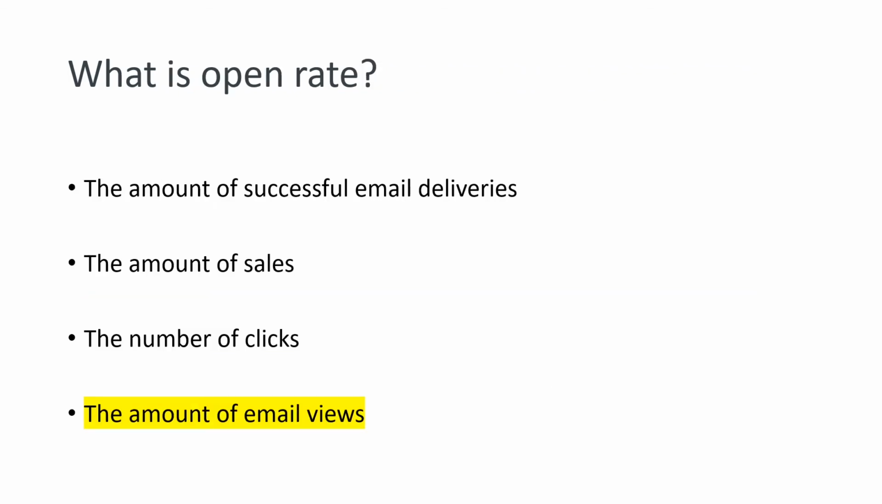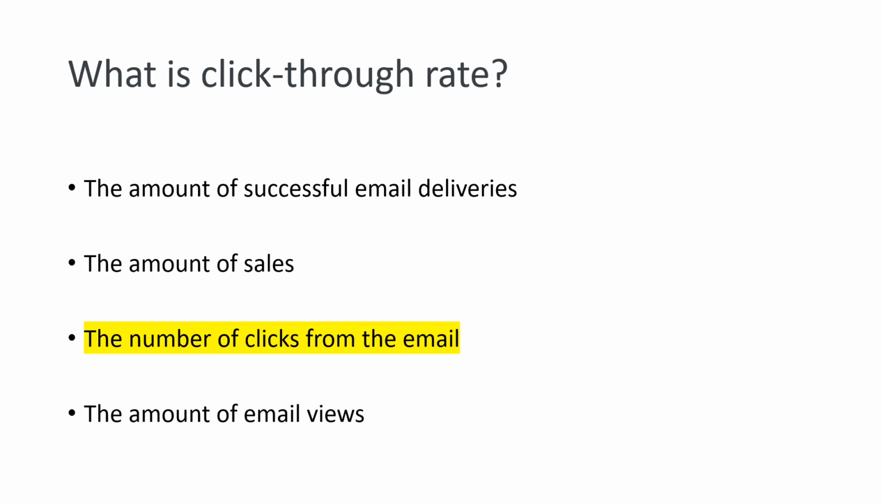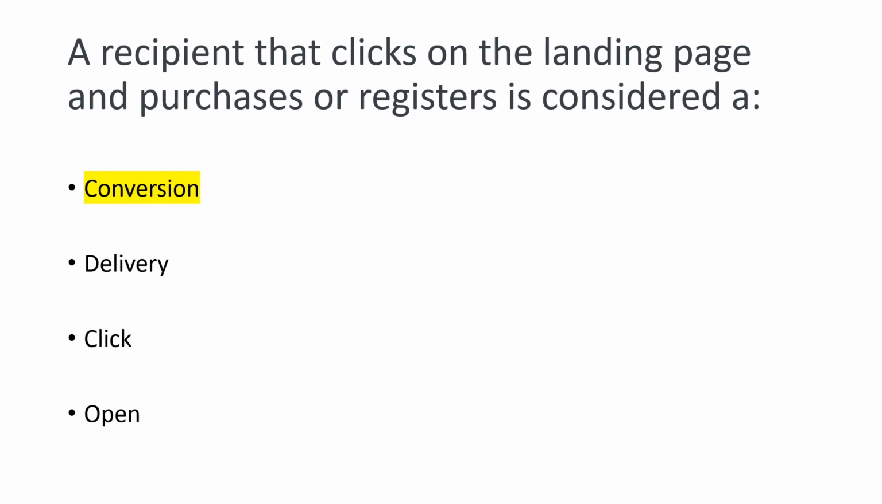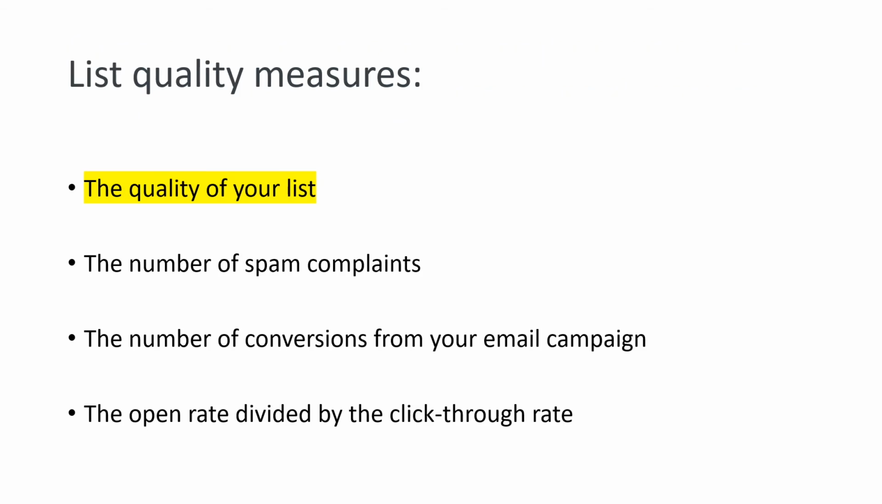204. What is open rate? The amount of email views. 205. What is click-through rate? The number of clicks from the email. 206. A recipient that clicks on the landing page and purchases or registers is considered a conversion. 207. List quality measures. The quality of your list.